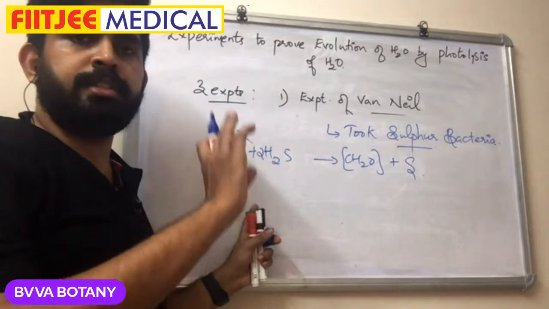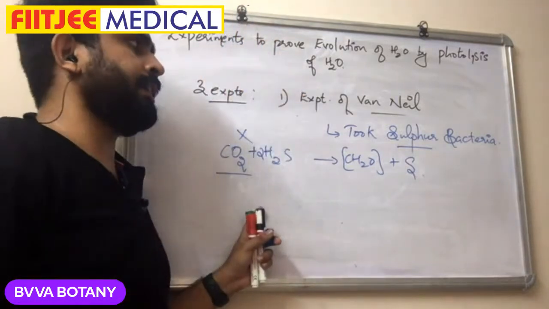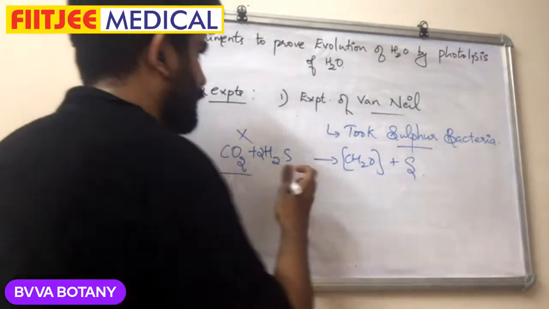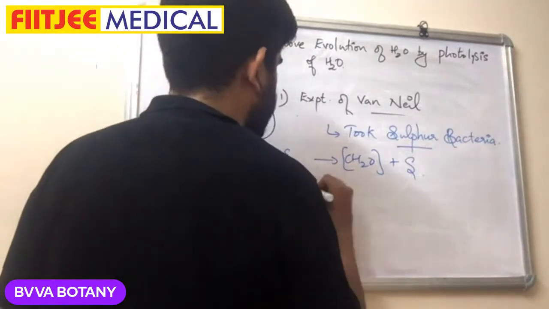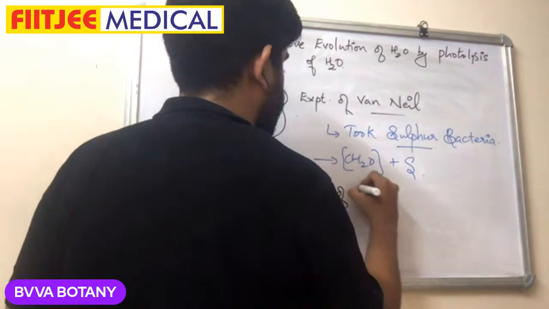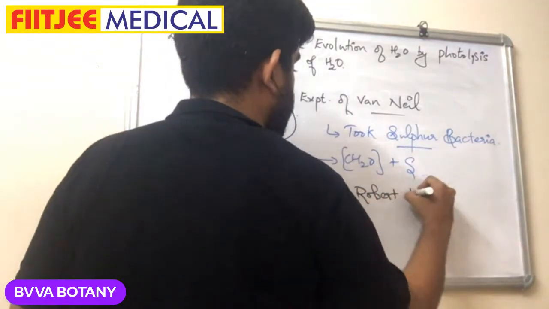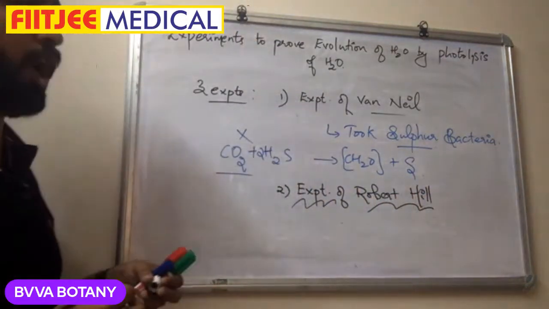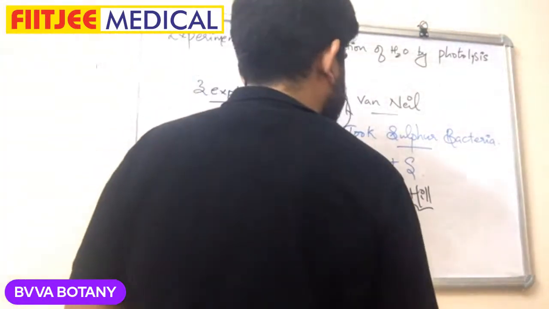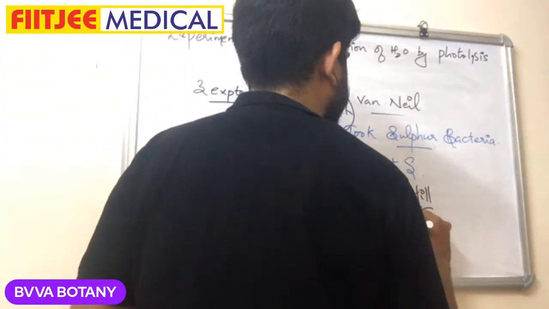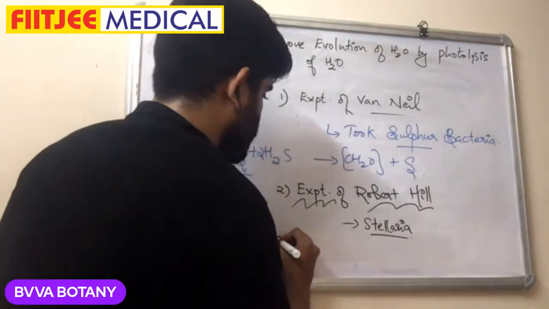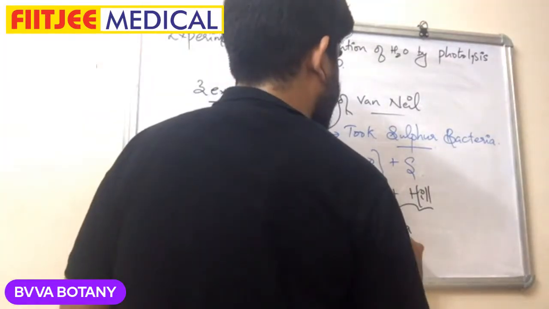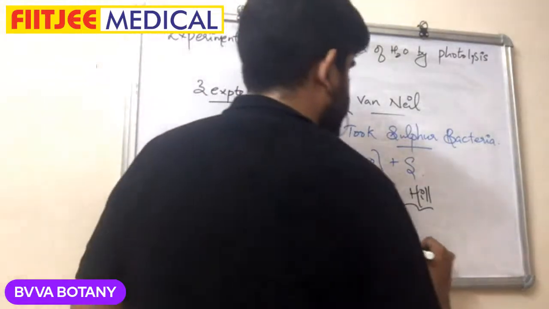So this is the experiment which is given in your NCERT in a little bit of detail, and the other two experiments we'll just go through, noting what organisms were used. The second one is the experiment of Hill. In the experiment of Hill, he had taken chloroplast of Stellaria. And the next one is the experiment of Ruben. So Ruben had taken a unicellular alga.